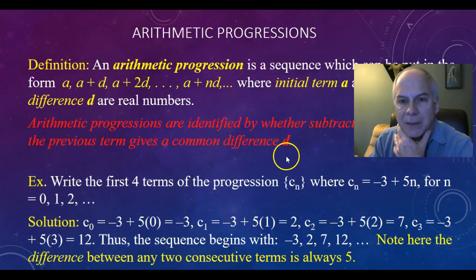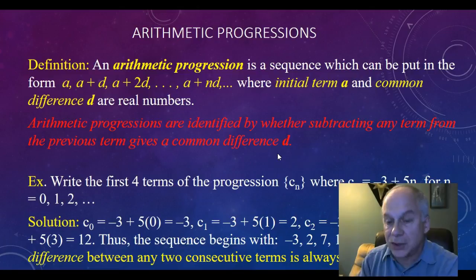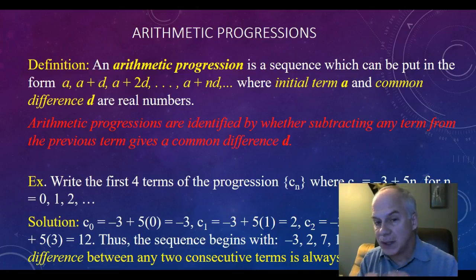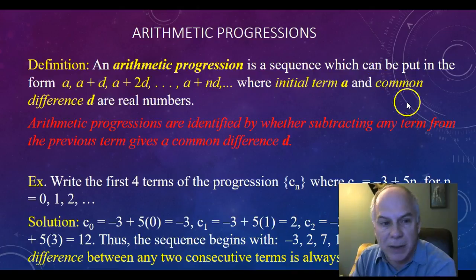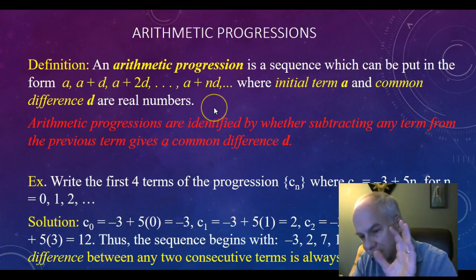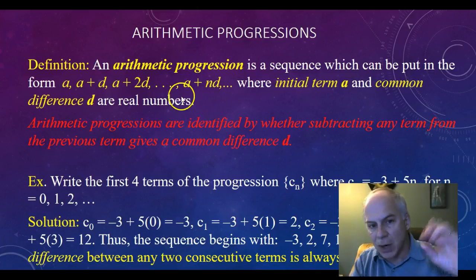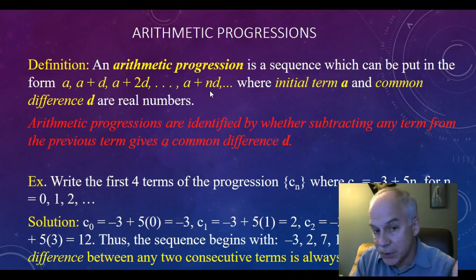So arithmetic progressions. This is another kind of progression. Instead of geometric progression, sometimes sequences are arithmetic progressions. And then there are some other progressions or sequences that are neither of those two things. But an arithmetic progression is a sequence which can be put in the form a plus d, a plus 2d, a plus 3d, a plus 4d, as many times as you want, all the way to a plus nd, where n is the number of the term.